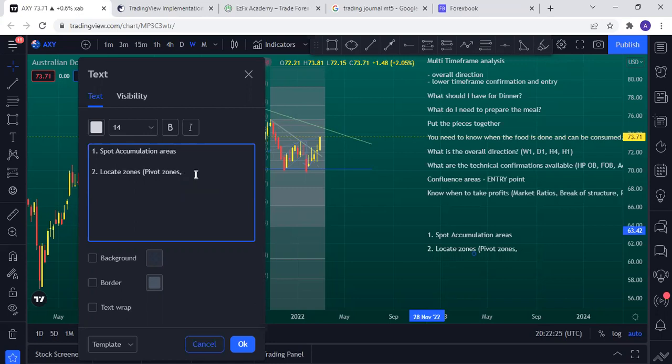Now, locate the zones. Zones could come in the form of pivot zones. Zones could come in the form of psychological levels.